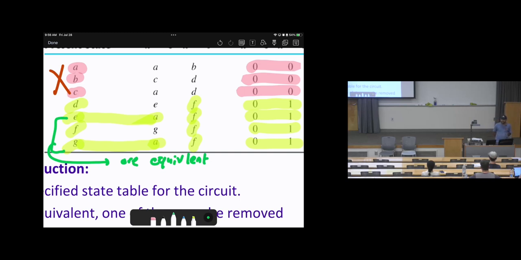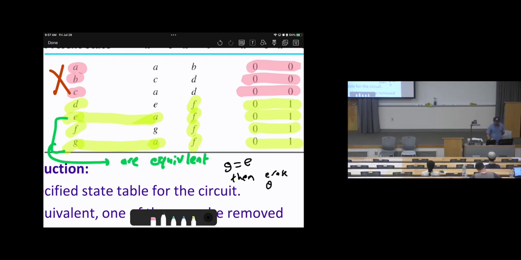So it seems that this state has been repeated, or we can simplify it. Since they are equivalent, we can assume G equals E. Every time in this table when you see G, make it E, then erase G. Erase it like it doesn't exist. G equals E, then erase G. Eliminate G like it doesn't exist.